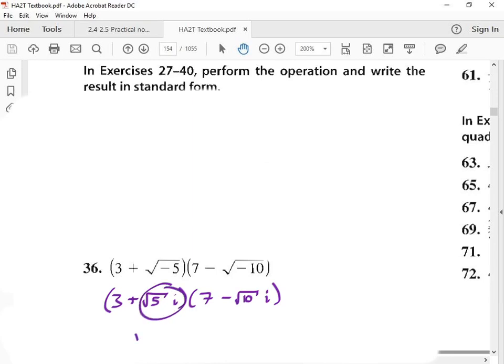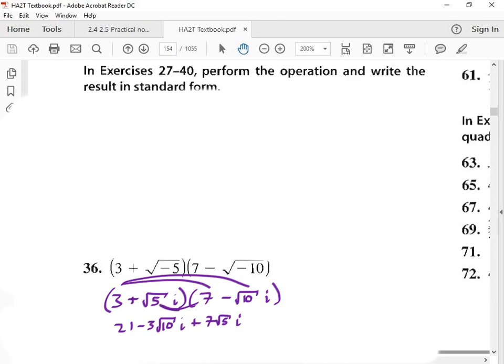This is the same as saying rad 5 times rad negative 1. So what do we get after we do that? Let's go 3 times 7 first. We get 21. 3 times the last part is going to be negative 3 times rad 10i. And then we have rad 5i times 7. That would be 7 rad 5i.